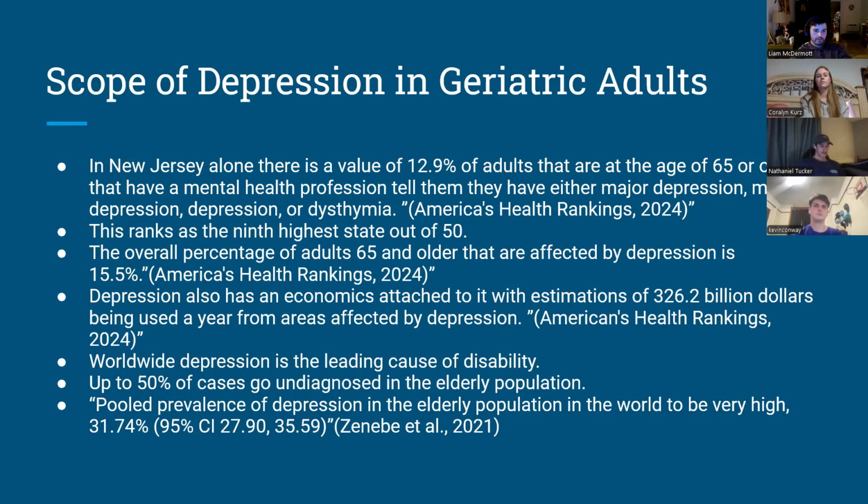Worldwide, depression is the leading cause of disability, and up to 50% of cases go undiagnosed in the elderly population. And worldwide, pooled prevalence of depression in the elderly population is very high. It's at 31.74%. So even though it's better than the US and worldwide, it's still a major contributing factor worldwide.